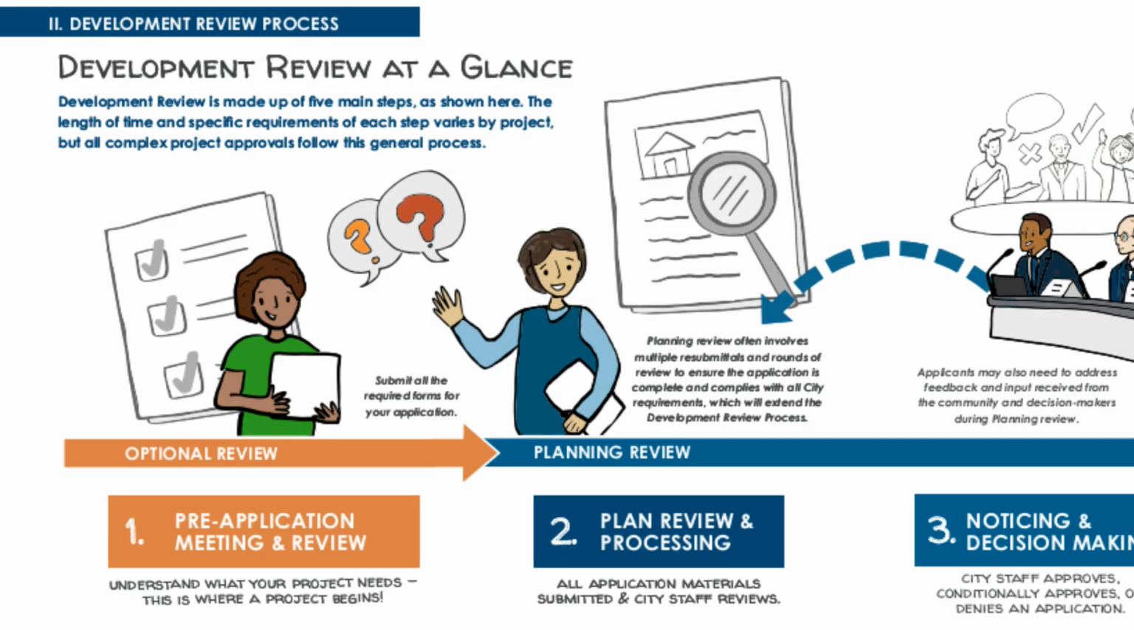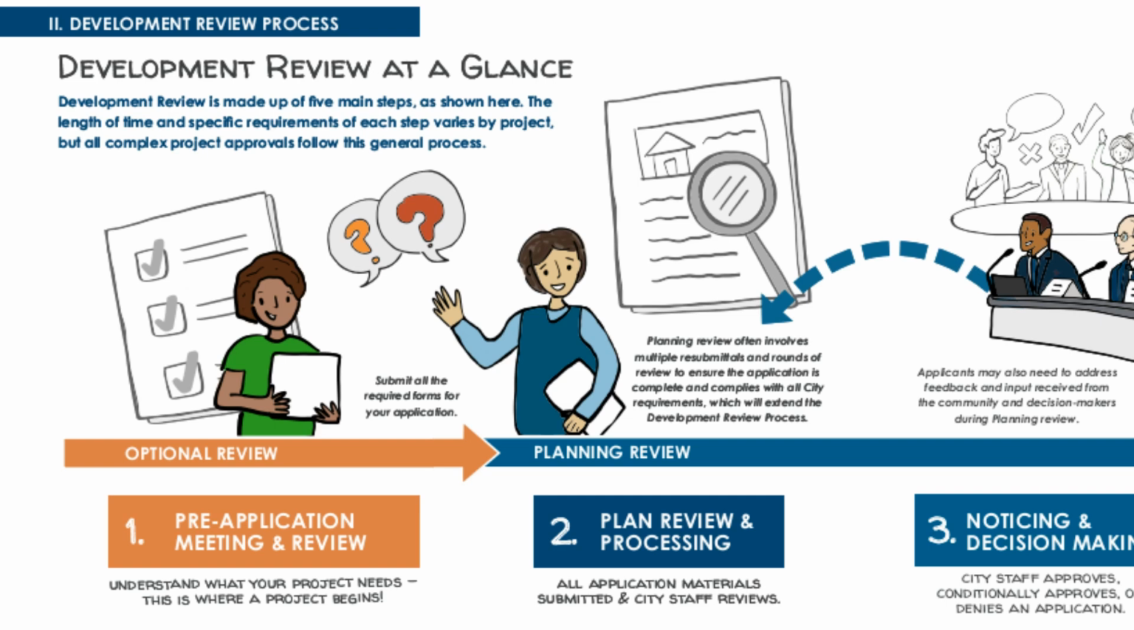Development review at a glance. Development review is made up of 5 main steps, as shown here. The length of time and specific requirements of each step varies by project, but all complex project approvals follow this general process. Planning permits approved. After receiving planning approval, applicants will submit construction documents to the city for building permit approval.